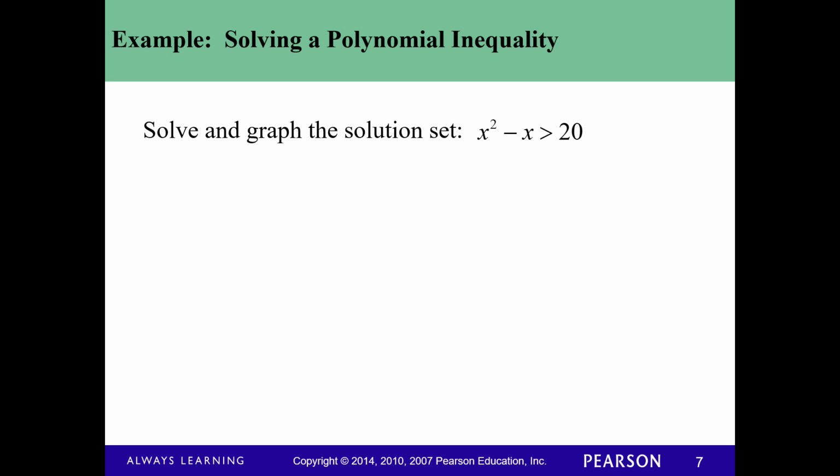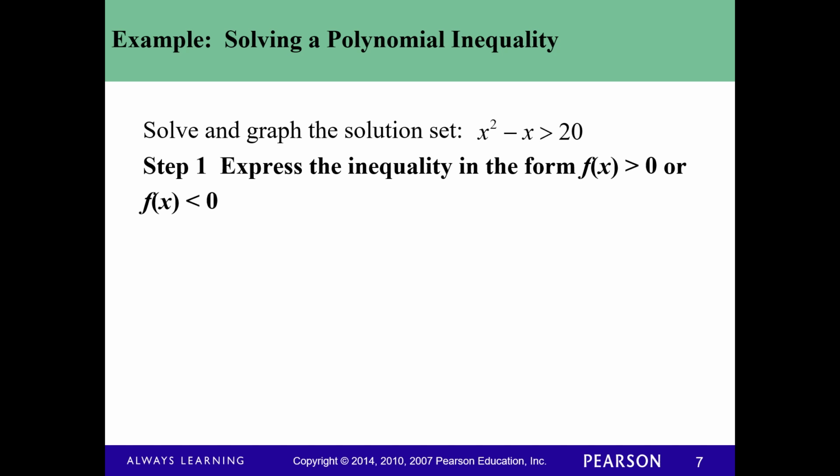So here we have this problem. It appears to be a polynomial, looks like a quadratic, and it's an inequality. So the first thing we've got to do is put it in the form where the inequality is greater than or less than 0. So it's like setting it to 0. So let's move over that 20. There's our first step, and let's see how we do that. Okay, there we go. After we've done that, now we can see what polynomial we're really working with.